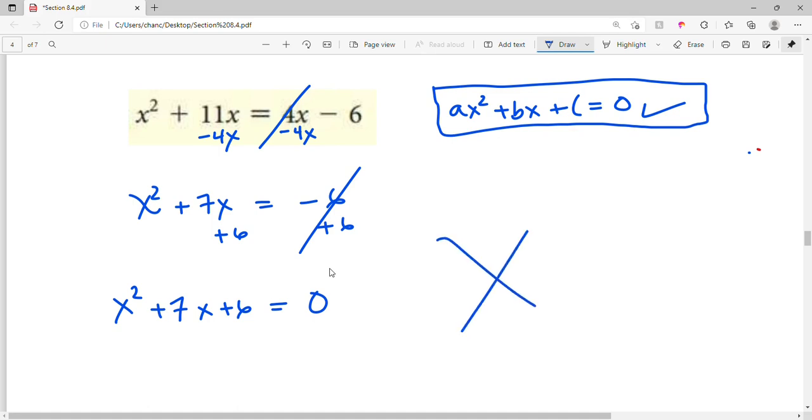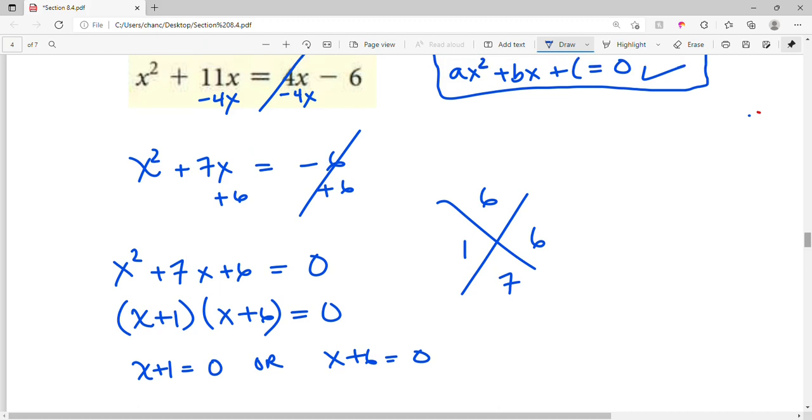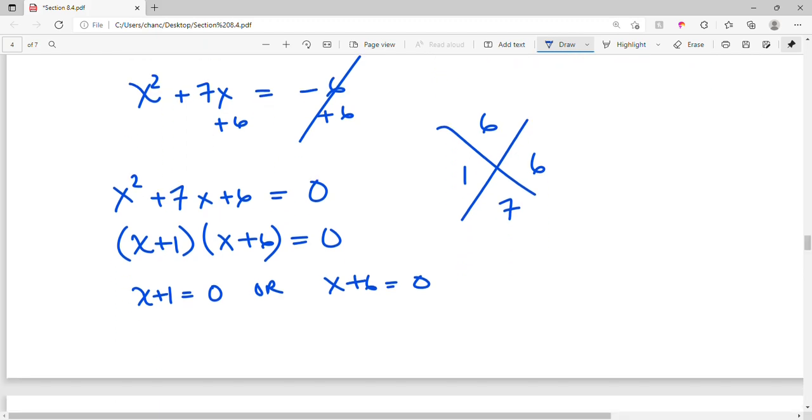Since it's 3 terms, I can use the diamond method to factor this. And the two numbers are 1 and 6. 1 times 6 gives us 6, and 1 plus 6 gives us 7. So it factors as x plus 1 times x plus 6, and that's equal to 0. Since both of these factors are multiplied to give us 0, one of them could be 0, or the other could be equal to 0. And so I could solve each one separately now.